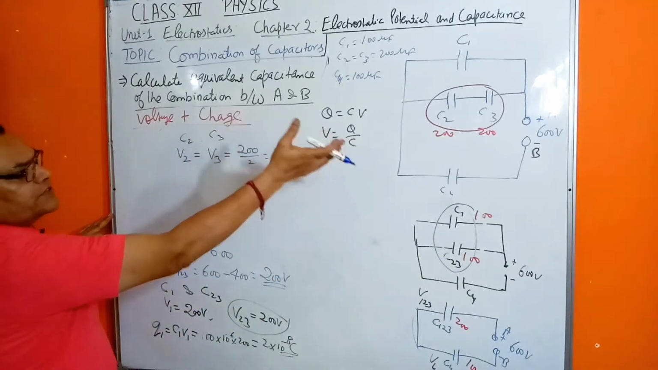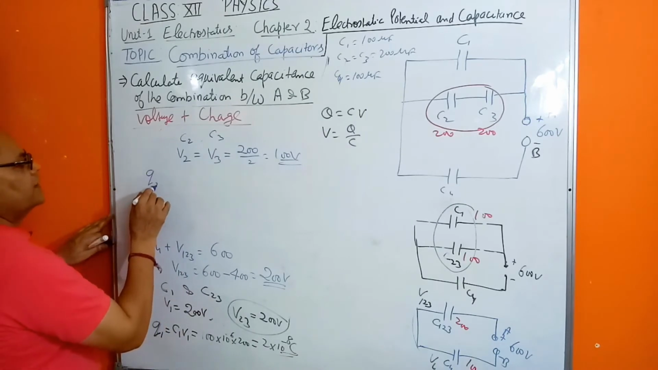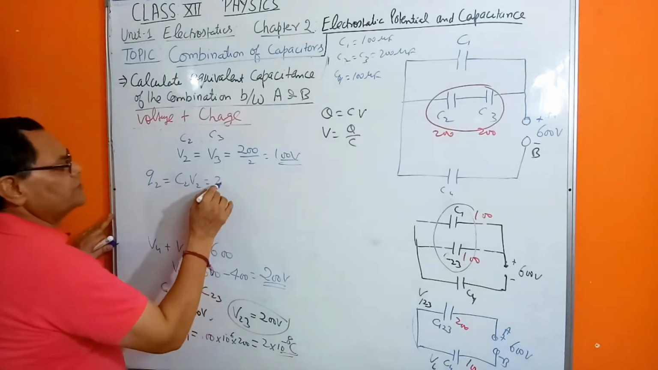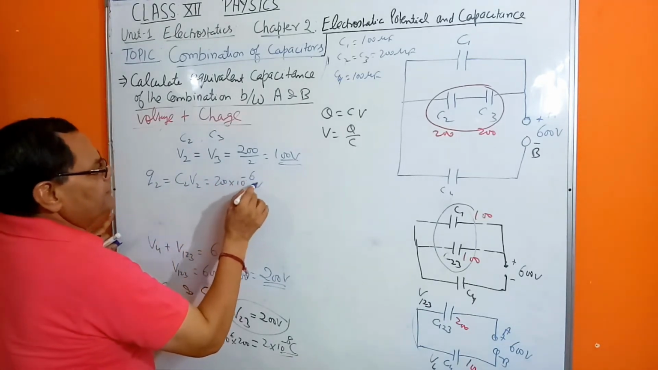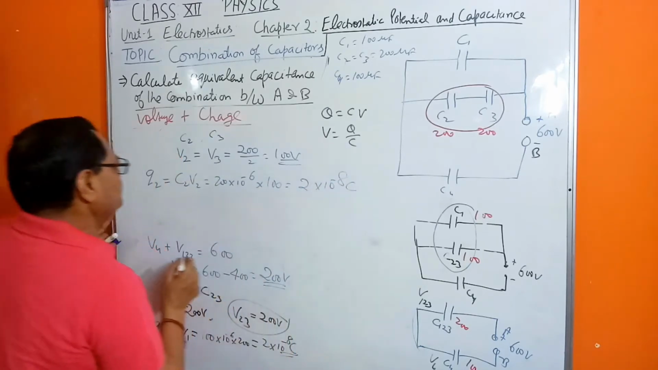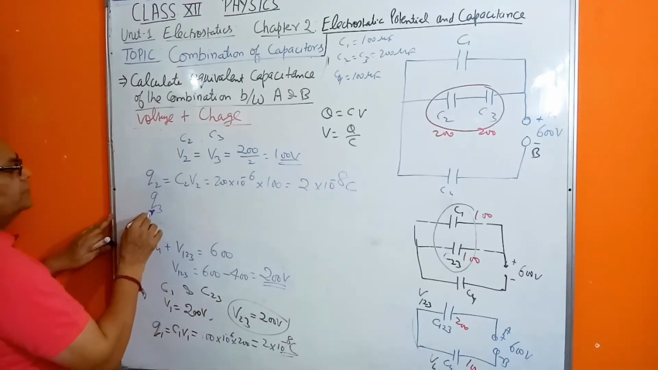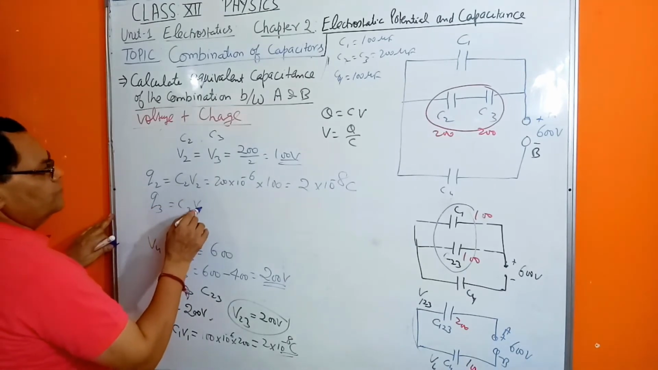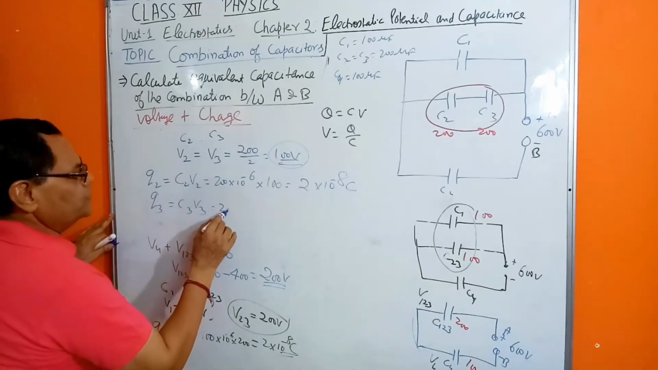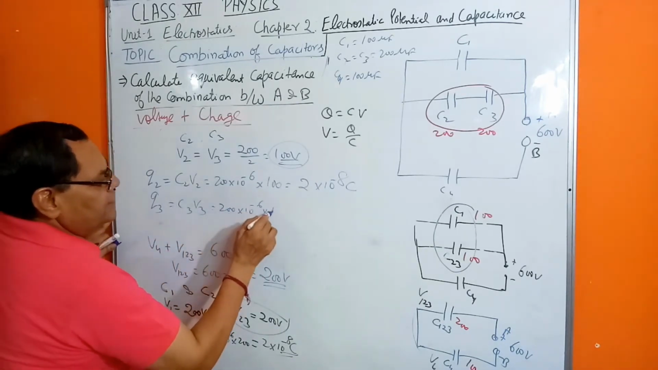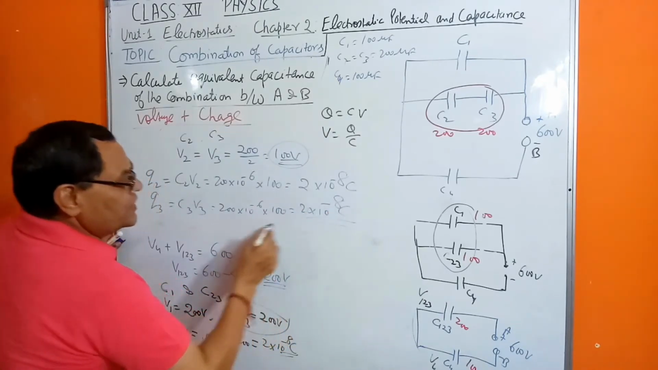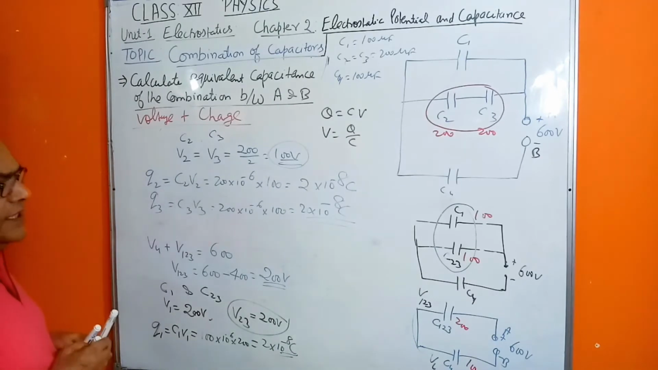Once you know the voltage and the capacitance is already known, you can find Q2 as well. So Q2 will be equal to C2 V2. C2 is 200 into 10 to the minus 6, and V2 you got as 100, so you will again get 2 into 10 to the minus 8 coulomb. Similarly you may get Q3 as well, that is C3 V3. V3 is also 100, so 200 into 10 to the minus 6 into 100, again 2 into 10 to the minus 8 coulomb. So this way we got all the answers.